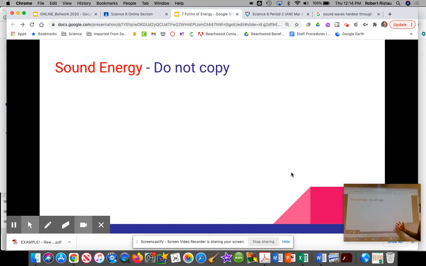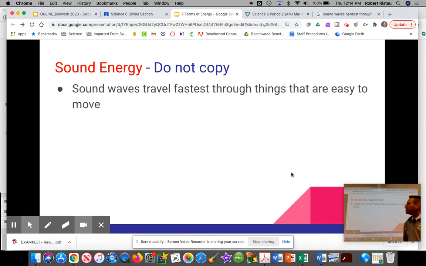All right, so then just a couple of other things here related to sound energy. You don't need to copy this down. You can if you want to because there's space, but this is not going to be anything that you're required to know. This is just a little more review of some of the things hopefully you learned in elementary school. So sound waves travel the fastest through things that are easy to move.